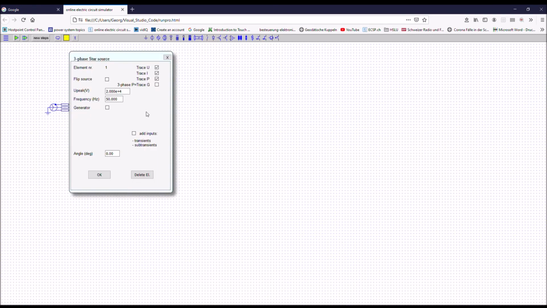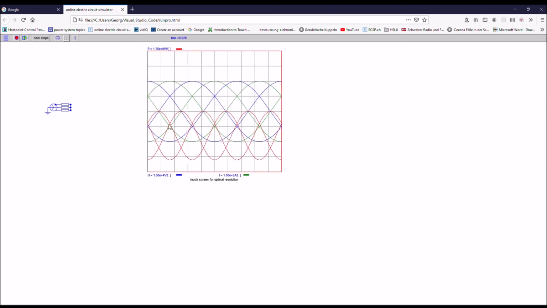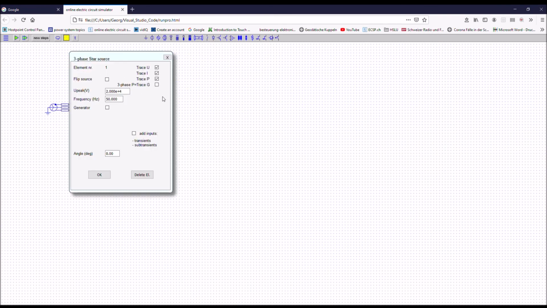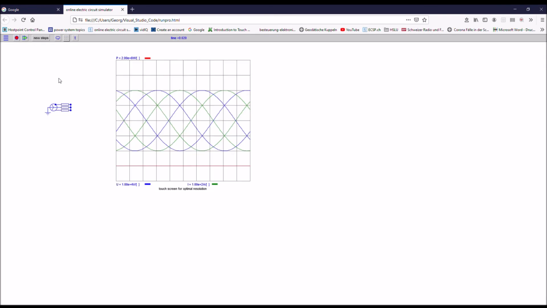Another important difference between single phase and 3-phase is the traces. You see that here you have a 4th trace. So if you keep the trace P, then you will see that you get power output for each and every phase individually. However, if you push instead of the P, you go to the G, you get the sum of the power output, and this is a straight line as you can see down there.